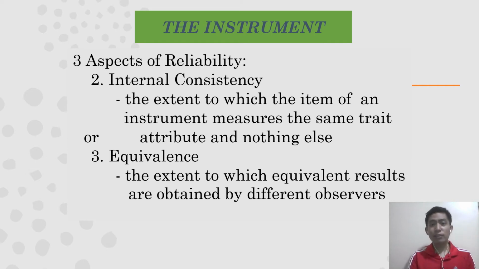Second is internal consistency, the extent to which the items of an instrument measure the same trait or attribute and nothing else. So if there's an item in your questionnaire for competency, even if you use it in a different population, there will be consistency that the question will assess the competency of your respondents. Third is equivalence, the extent to which equivalent results are obtained by different observers.